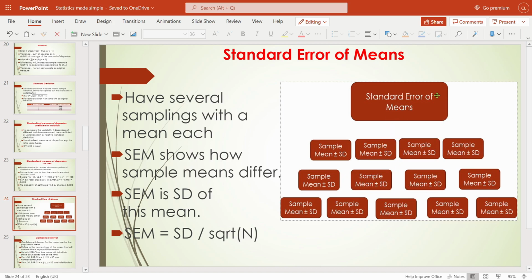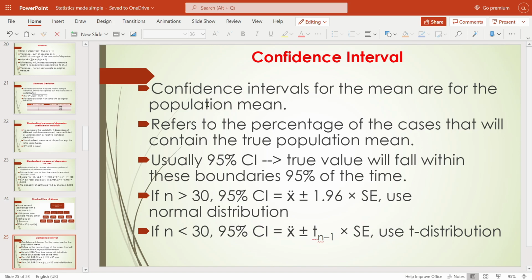Sometimes when you have repeated your studies and you have several studies each generating a sample mean, you may use standard error of means to show how the sample means actually differ. Standard error of means is the standard deviation of this mean and is calculated by dividing standard deviation with the square root of sample counts. Other than standard error of means, some also use confidence intervals to show the range of true population mean. Usually, a 95% confidence interval is used, where the true value will fall within these boundaries 95% of the time.